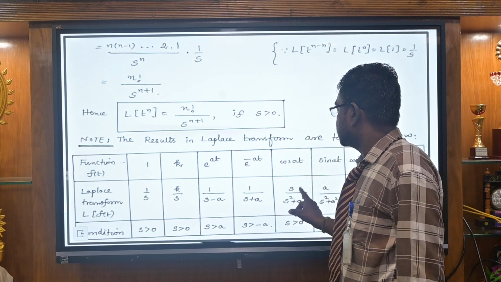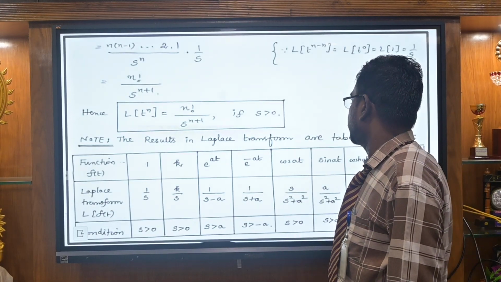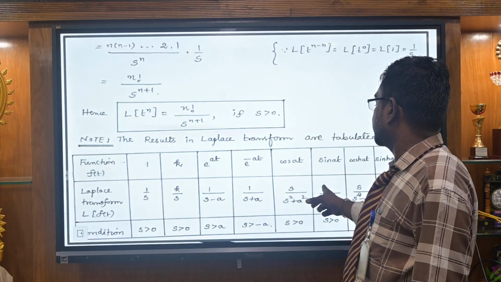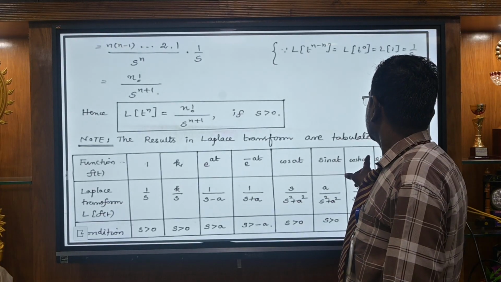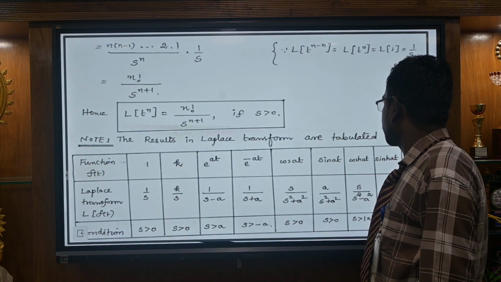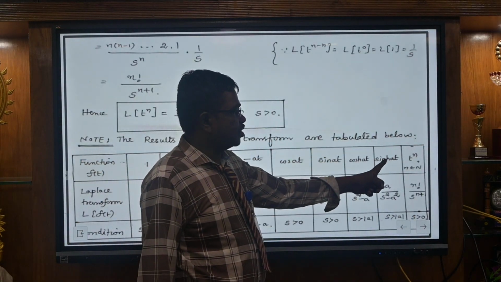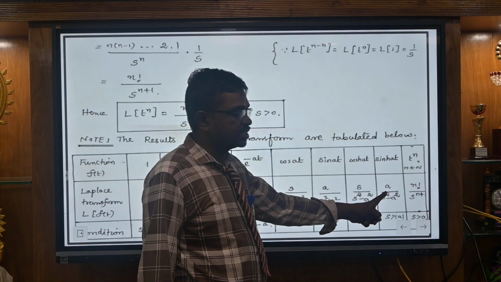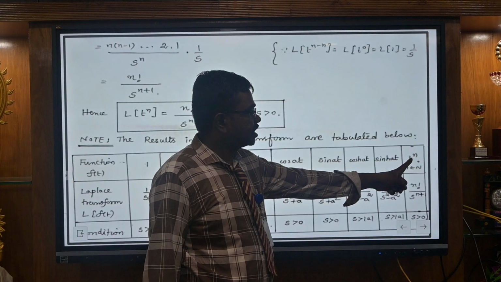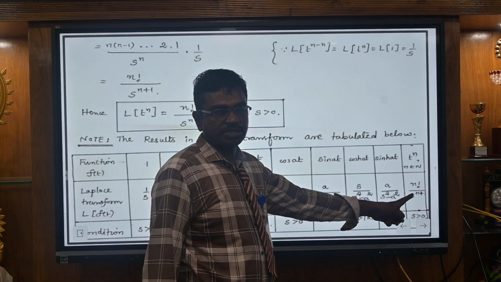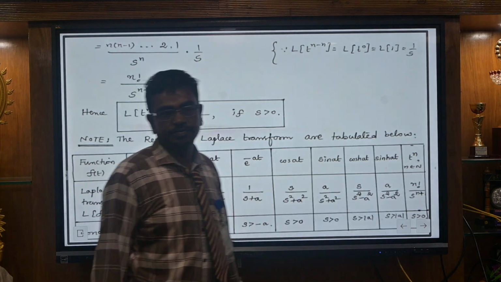Cos at function: the Laplace transform of cos at is s by s square plus a square. S is positive. Function is sin at. Laplace transform value is a by s square plus a square. S is positive is the condition. The cos hyperbolic at value is s by s square minus a square. The condition is s is greater than modulus a. Sin hyperbolic at is the function. Laplace transform of this function is a by s square minus a square. The condition is s is greater than modulus a. Since t power n is the function, what is the Laplace transform? N factorial by s power n plus 1. The condition is s is positive.